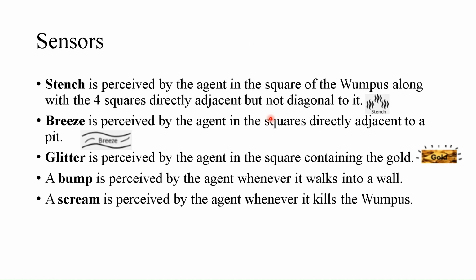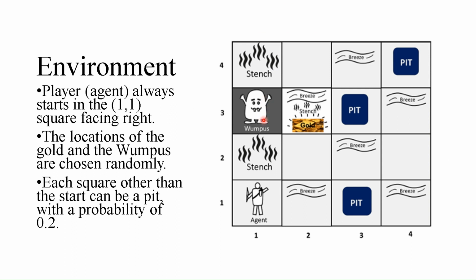Stench is perceived by the agent in the square of the Wumpus, along with the 4 squares directly adjacent, but not diagonal to it. So the Wumpus here, it's not actually shown, but the stench is going to be in this box as well. The adjacent boxes to the Wumpus, which is in 1 comma 3, are 1 comma 4, 2 comma 3, 1 comma 2, along with 1 comma 3. Obviously minus 1 comma 3 doesn't exist, but if it were anywhere else, that's where it would be. Note that the diagonals do not have the stench.